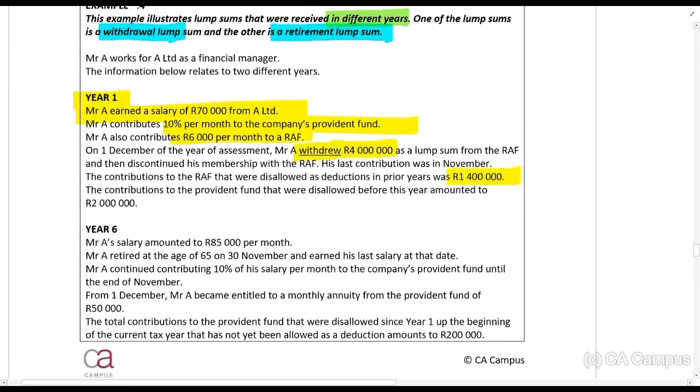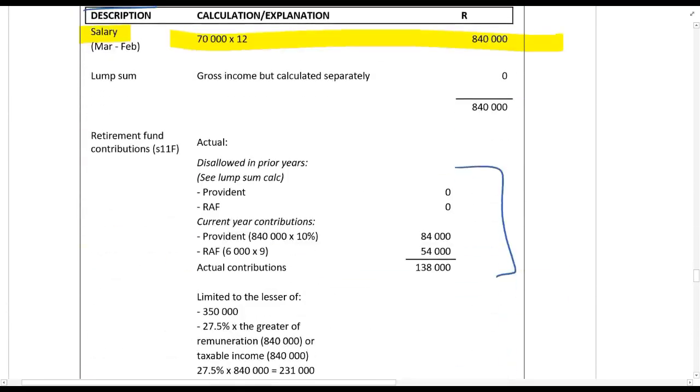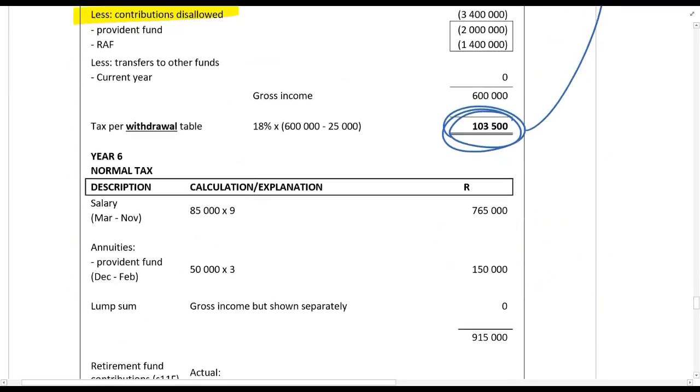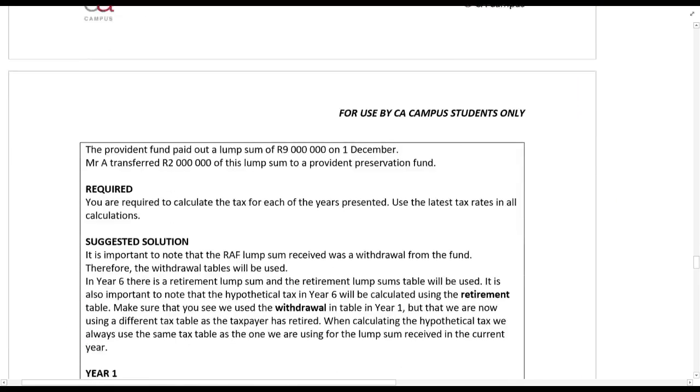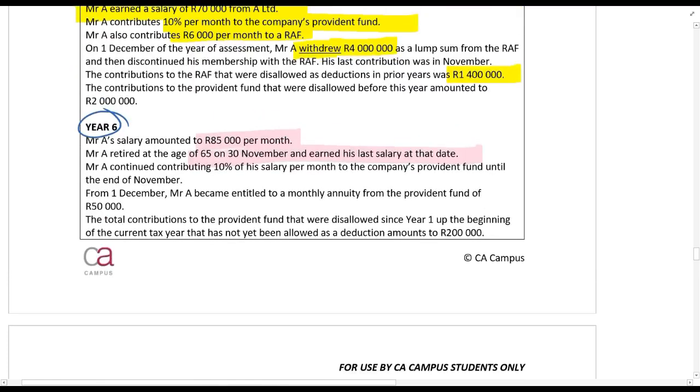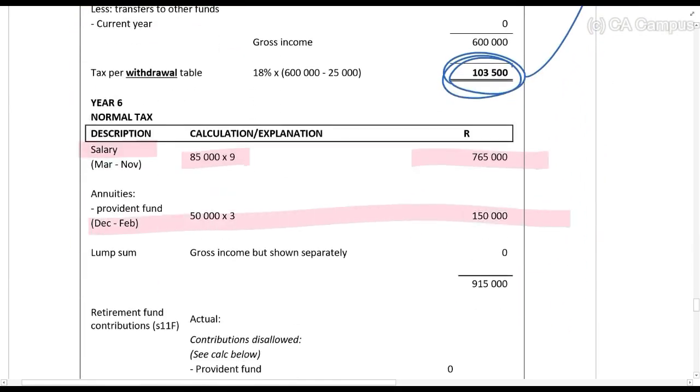Now, see what happens in year 6. In year 6, he had a salary of 85,000 rands a month. He retired on the 30th of November. Okay, so I'm just going to take you down to year 6. He received his salary, 85,000 rands a month. Then they tell you he retired. He contributed 10% of his salary to the pension fund. He became entitled to a monthly annuity of 50,000 rands. Let's just get that monthly annuity. There we go.